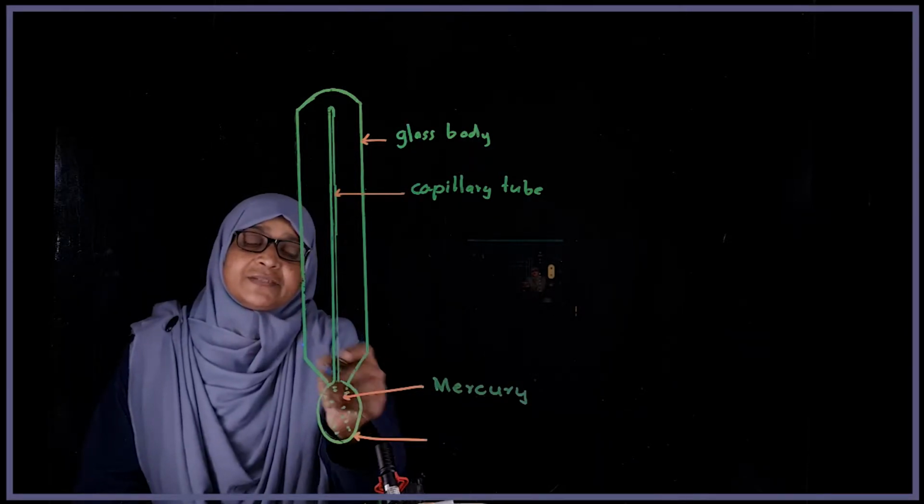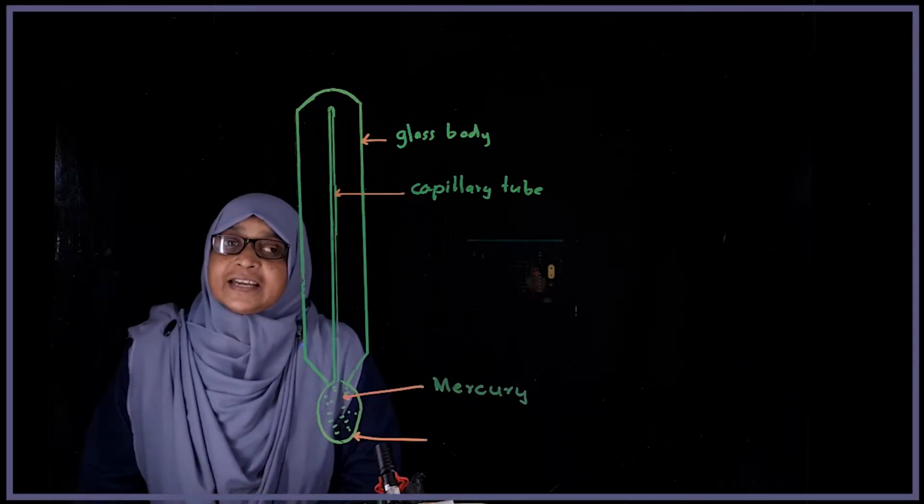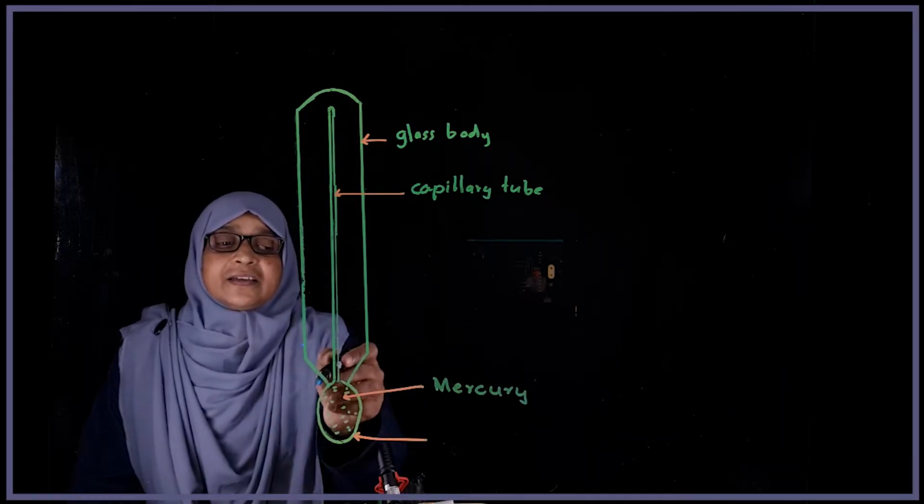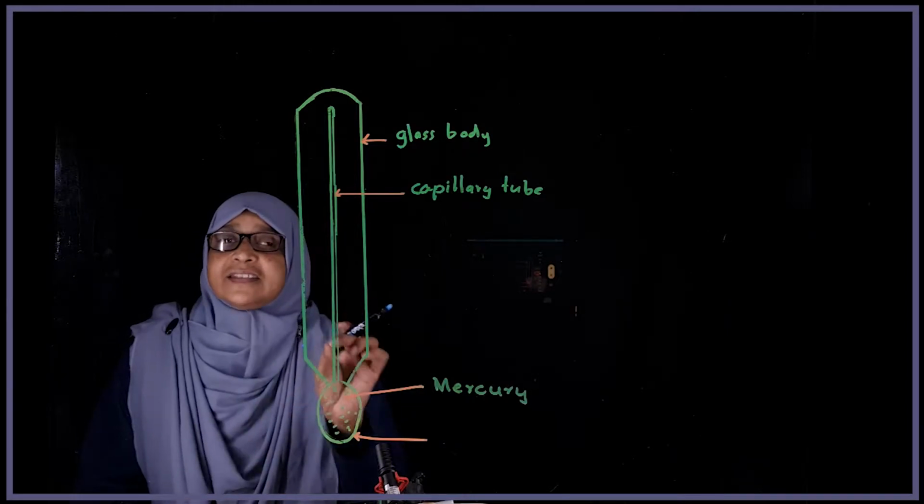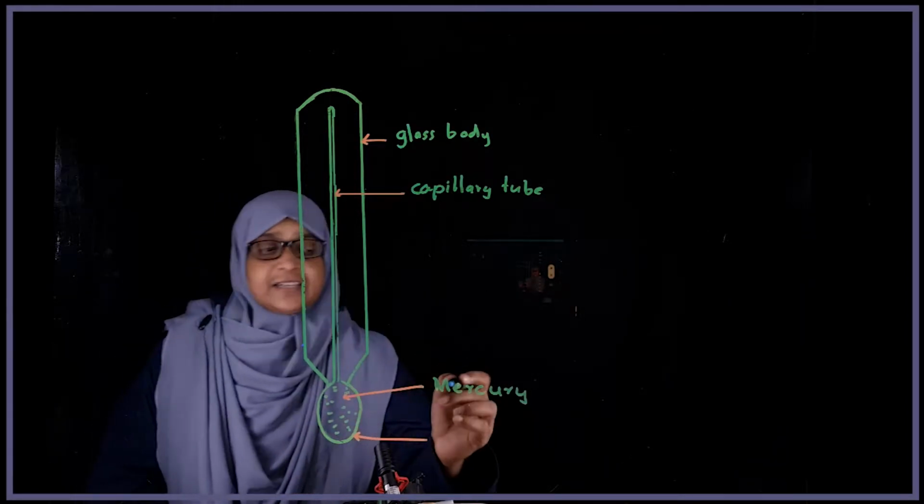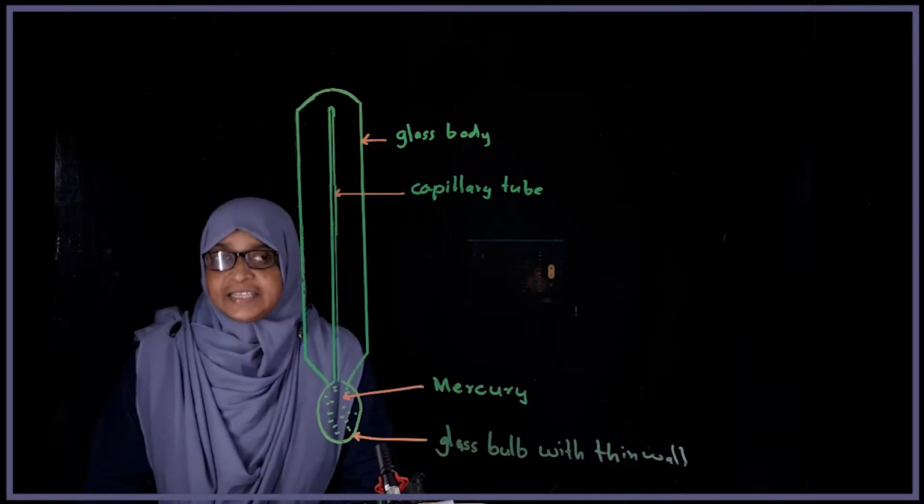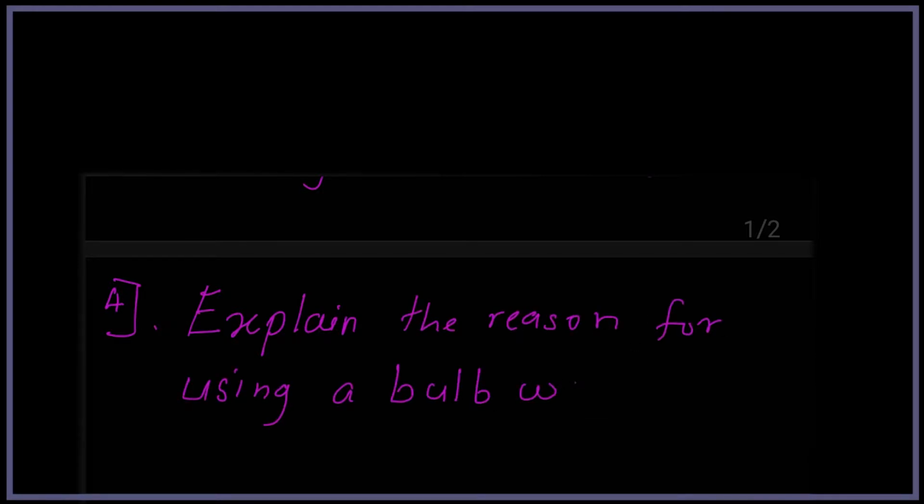Now observe this bulb. It is a glass bulb. Glass bulb, the wall is thin. So we mark it glass bulb with thin wall. Explain the reason for using a bulb with a thin wall.